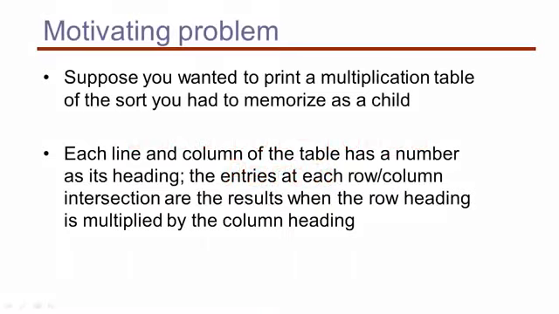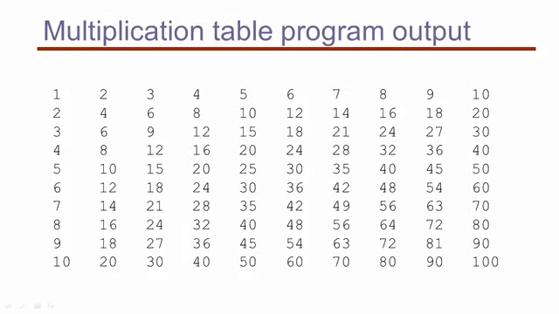To motivate the topic of this lesson, let's consider the task of printing a multiplication table of the integers 1 through 10. Such a table has the numbers 1 through 10 heading each row and the same numbers heading each column, and their intersection in the table contains the product. Here's an example of the output we wish to produce.